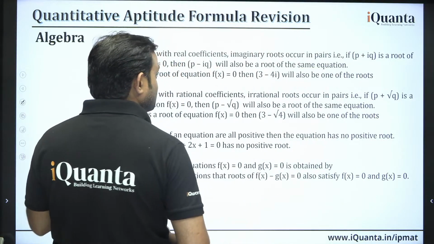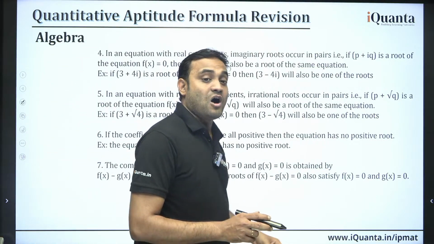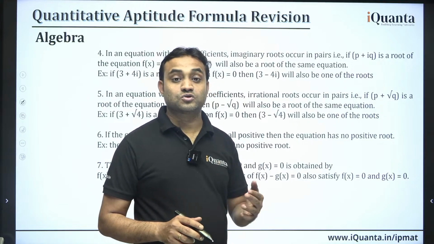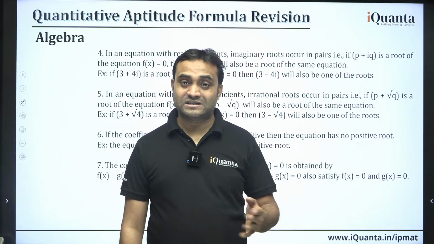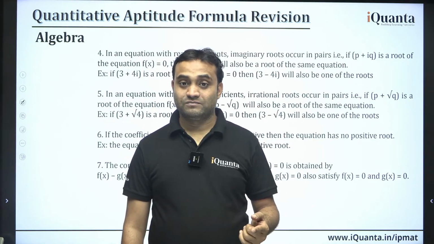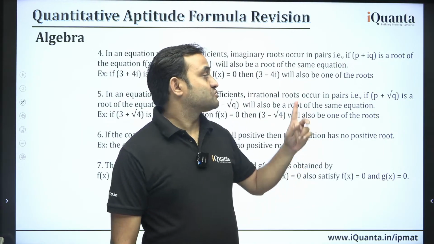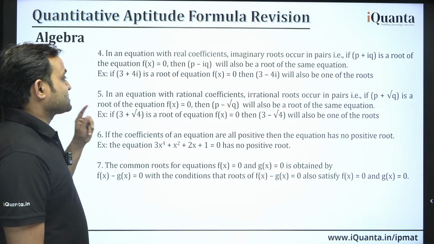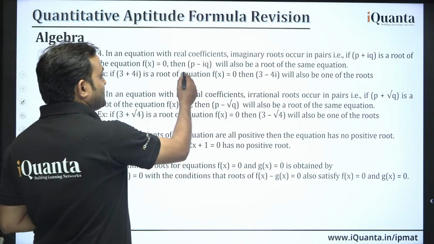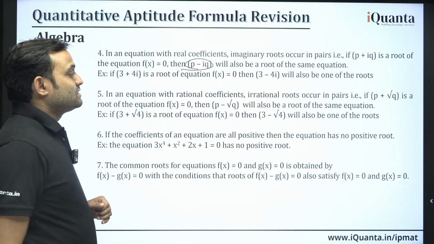It's also given how those roots will look. So imaginary roots look like p plus iq, where i is the iota, all right. So if p plus iq is a root of the equation f(x) equal to 0, then p minus iq will also be a root of the equation.